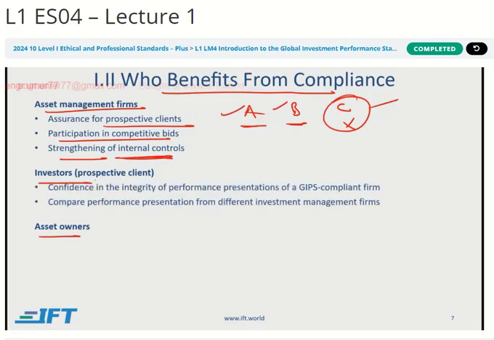Next, we have investors or prospective clients. GIPS reporting gives these prospective clients confidence in the integrity of performance presentations of a GIPS compliant firm.